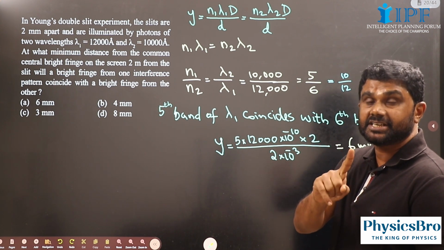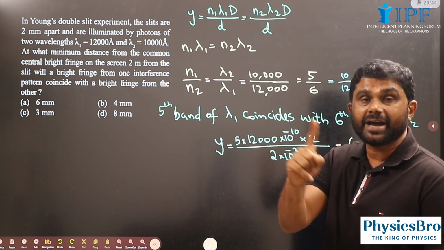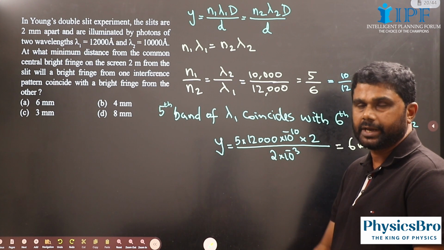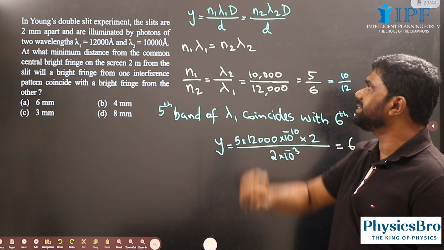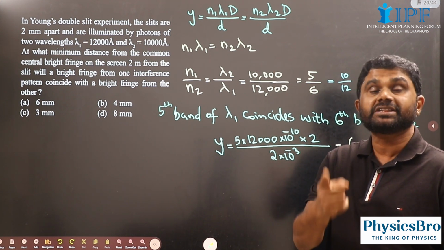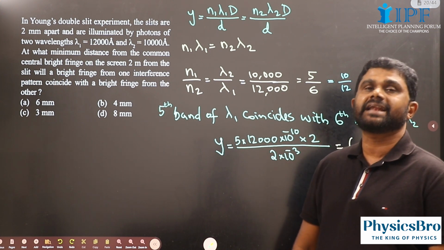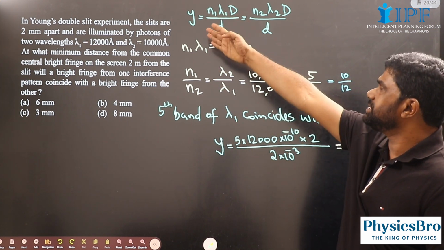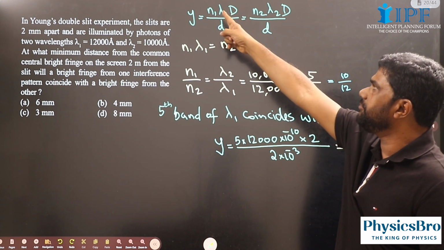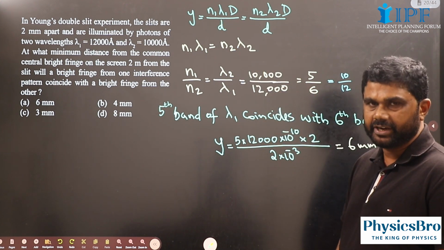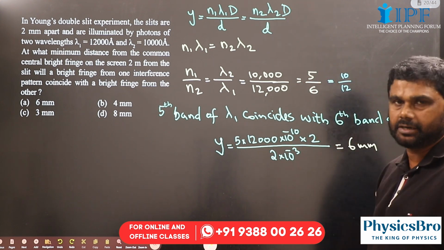That means the distance of the first point from the center of the screen where the bright bands of the two wavelengths coincide. Now suppose the n1th band of the pattern due to wavelength lambda 1 coincides with the n2th band of the pattern due to wavelength lambda 2. So the distance from the center, n1 lambda 1 D by d, the distance of the n1th band due to the first wavelength, is equal to the distance of the n2th band from the center of the screen due to wavelength lambda 2.